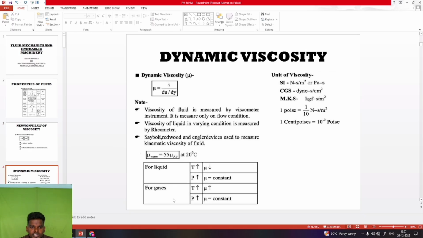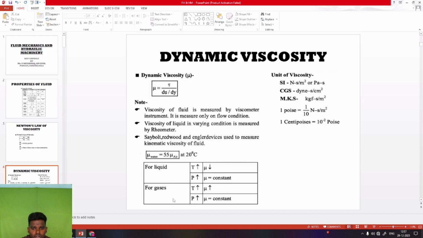And dynamic viscosity: here are some important things about dynamic viscosity. Dynamic viscosity, mu is equal to tau divided by du by dy. Some specific notes: viscosity of fluid is measured by a viscometer instrument and it is measured only in flow condition, and viscosity of liquid in varying condition is measured by a rheometer.